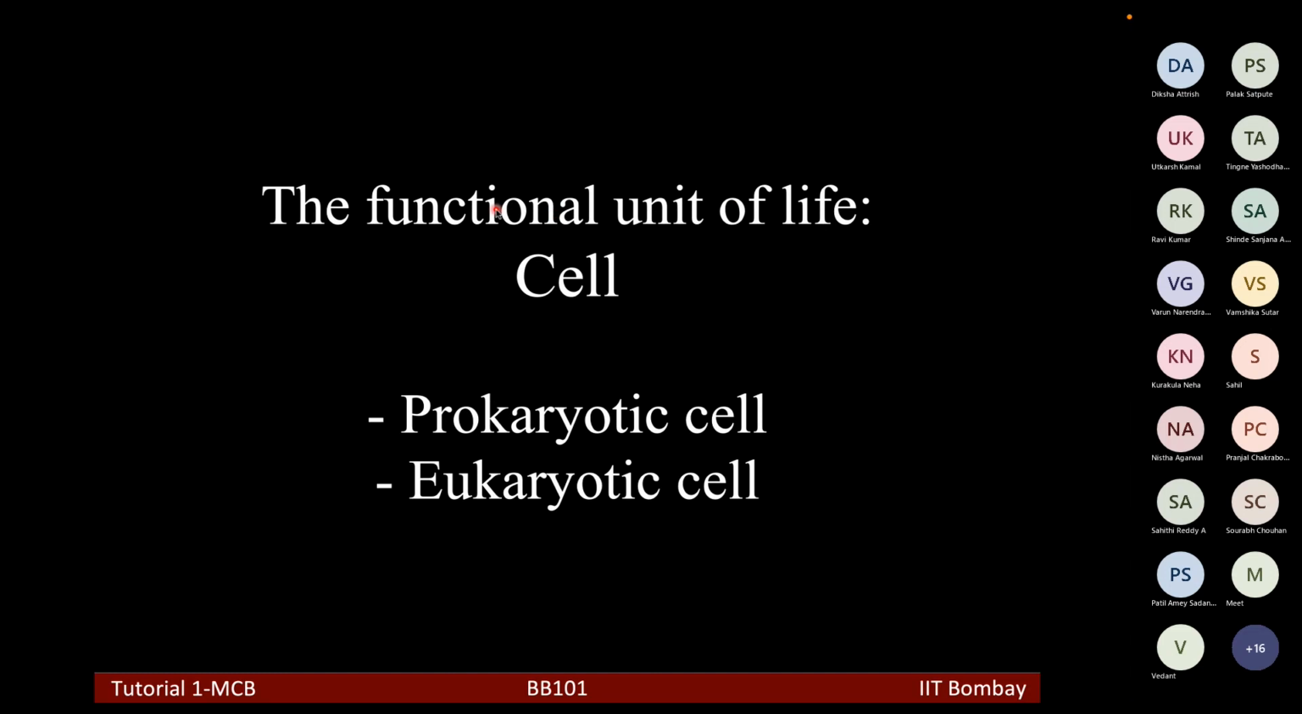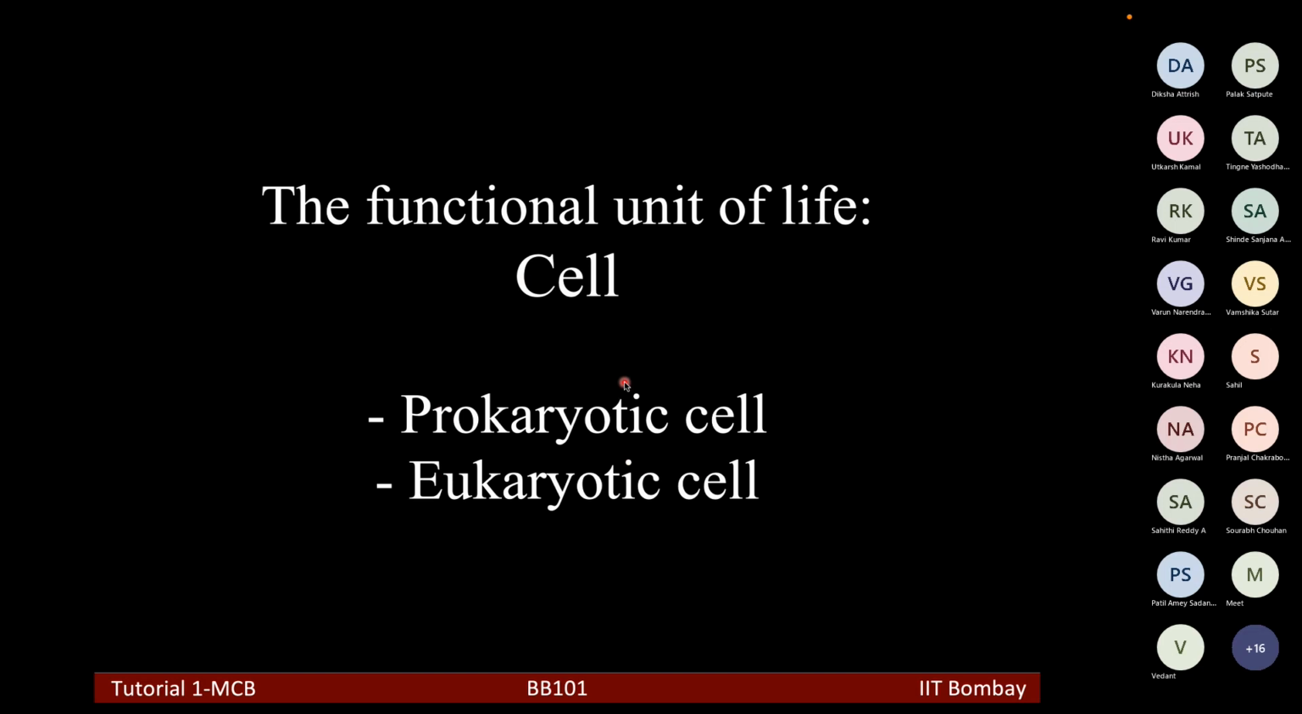So what is a cell? A cell is the functional unit of life, and it is also the smallest unit of our body. The smallest unit which we can see under a simple microscope is the cell. So there are two kinds of cells. One is the prokaryotic cell and one is the eukaryotic cell.